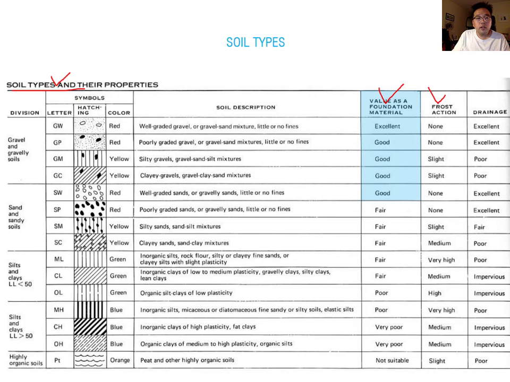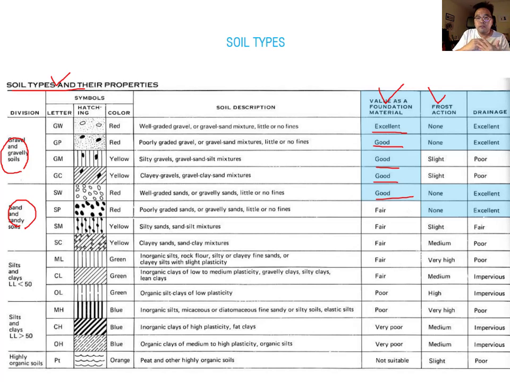To find out some competent soil, you usually look at this category, which is highlighted here. Value as a foundation material is always excellent and good. You usually find that from the gravel and some sand, because they have very good drainage. Gravel and sand describe good drainage of the earth particles, and they have no frost action. So what is frost action?